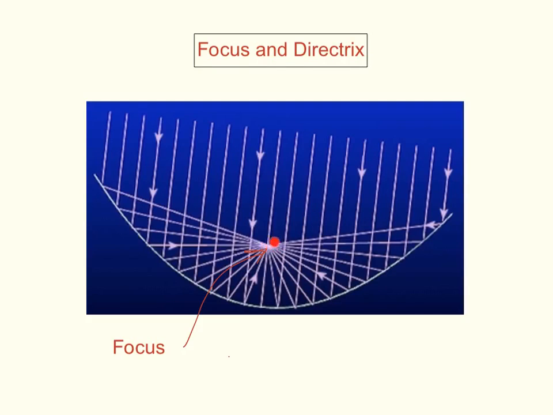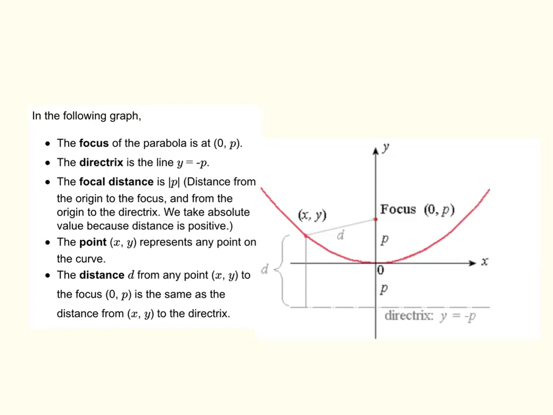And at that focus, you'll see you have a microphone or some sort of pickup at that point, so that all of the TV signal waves are focused to this one point where it's easy to pick it up. So the focus of the parabola is at this point 0, P. This parabola is one of the standard, and the parent function has a vertex at 0, 0.